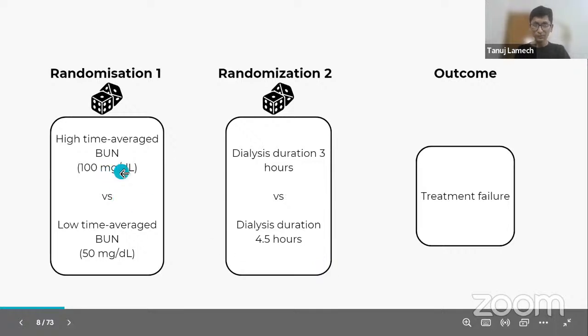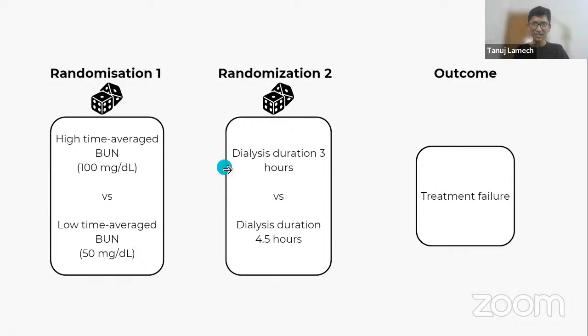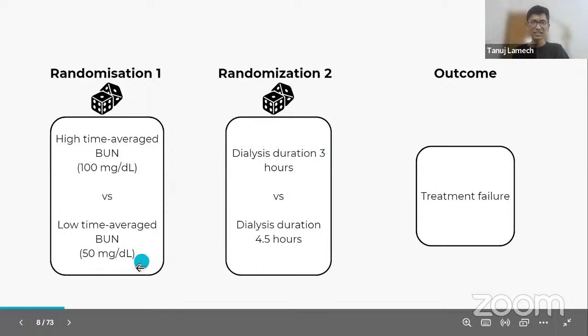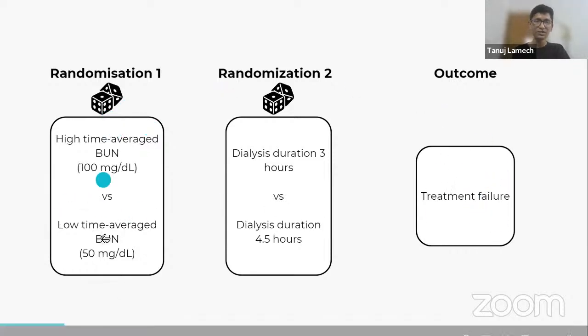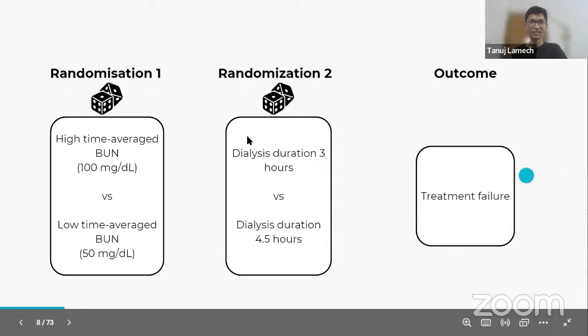You could get a BUN, you would be randomized to either BUN of 100 with dialysis of 3 hours, or BUN of 100 with dialysis of 4.5 hours, or BUN of 50 with dialysis of 3 hours, BUN of 50 with dialysis of 4.5 hours. And then you looked at the outcome, which was treatment failure. So what they found was the people with higher BUN, they actually had greater risk of treatment failure. So a lower BUN obviously is better. So that was the effect of randomization 1.